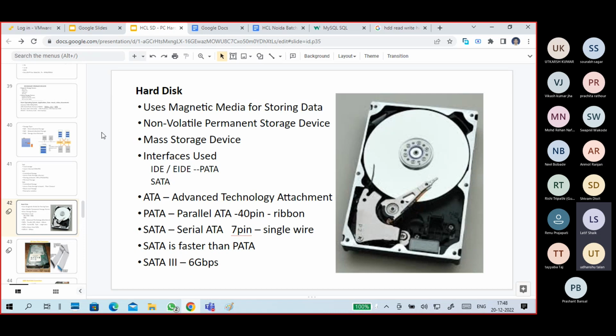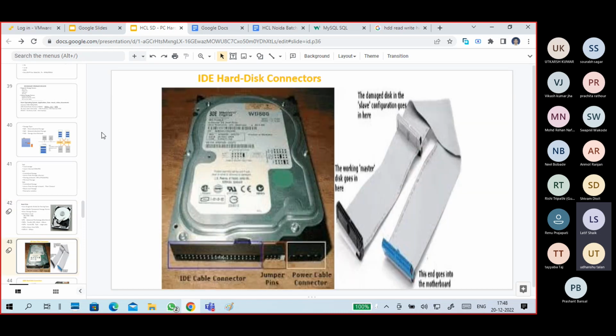So once upon a time, PATA was there earlier. When I was learning hardware, PATA was there. Later SATA came into the market, after PATA. But SATA became more developed compared to PATA. So SATA became faster than PATA. Okay, SATA is faster than PATA. Currently the SATA 3 version is running, with a 6 Gbps data transmission speed.